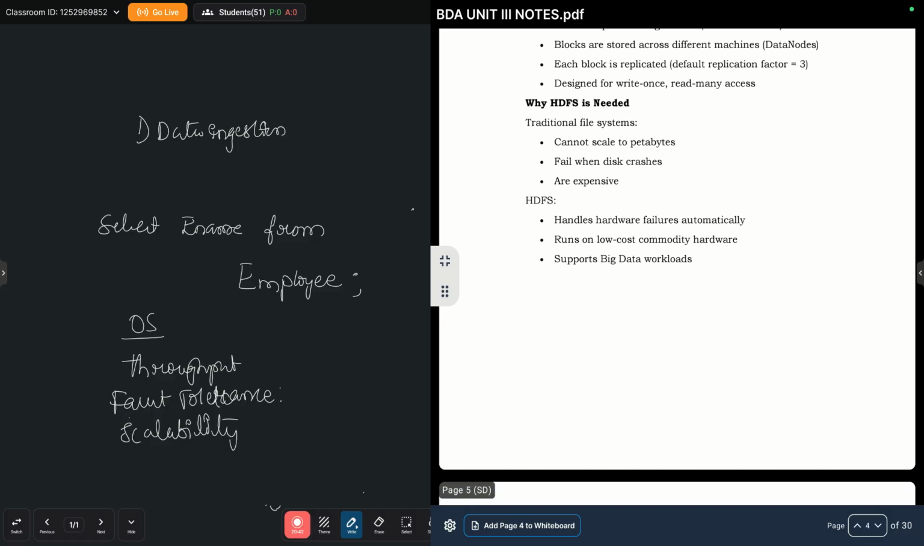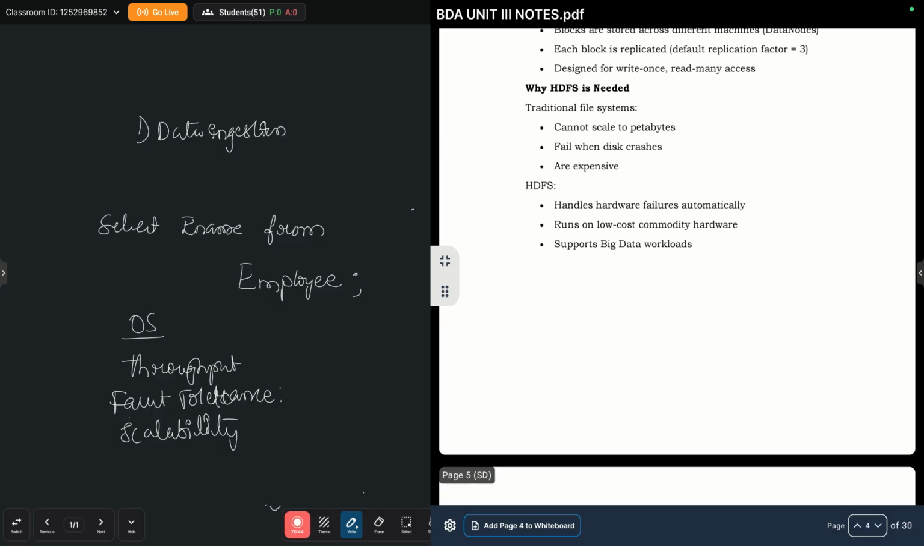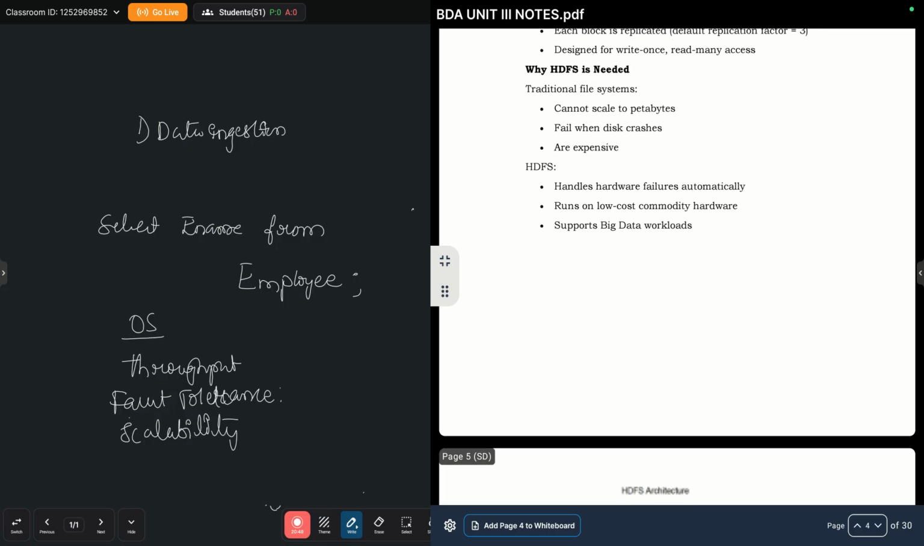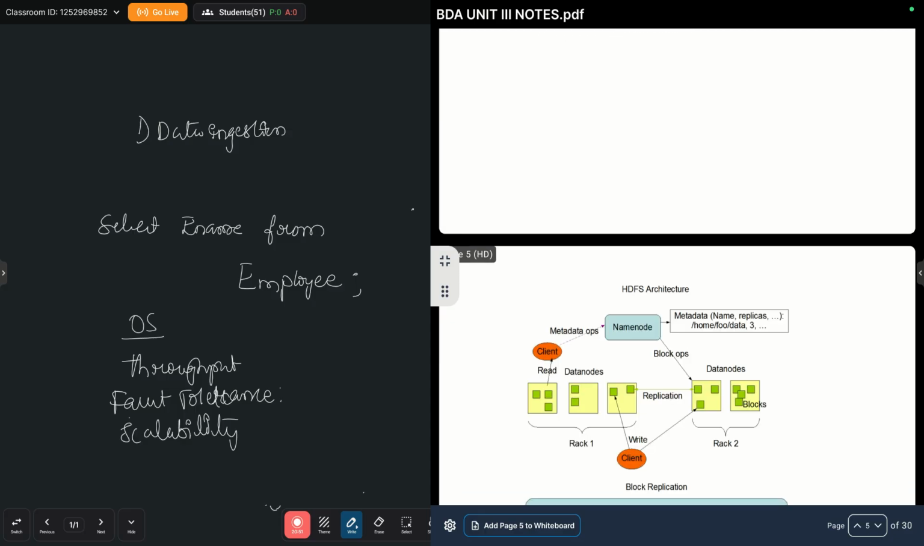These are designed for write once and read many times access mode. Understood? What is the use of the map function? Why is HDFS needed? Map, map basically?